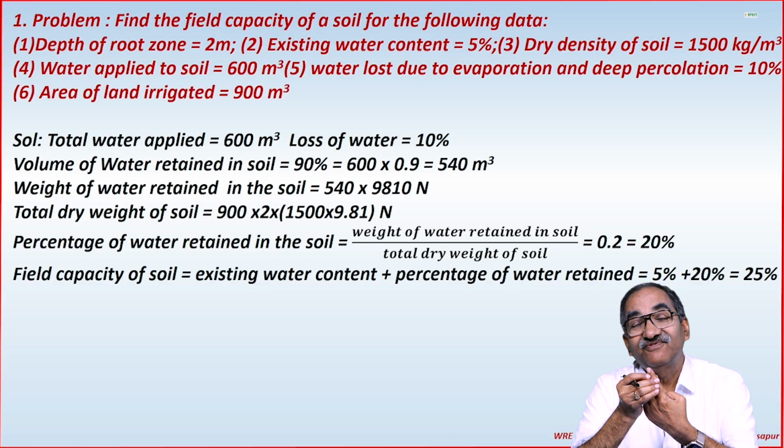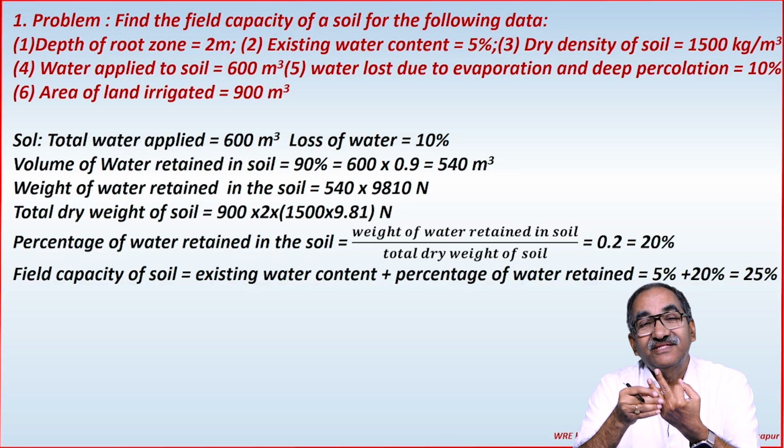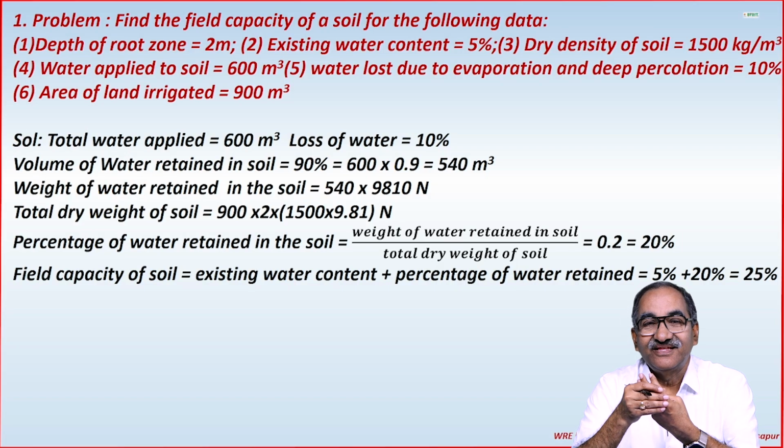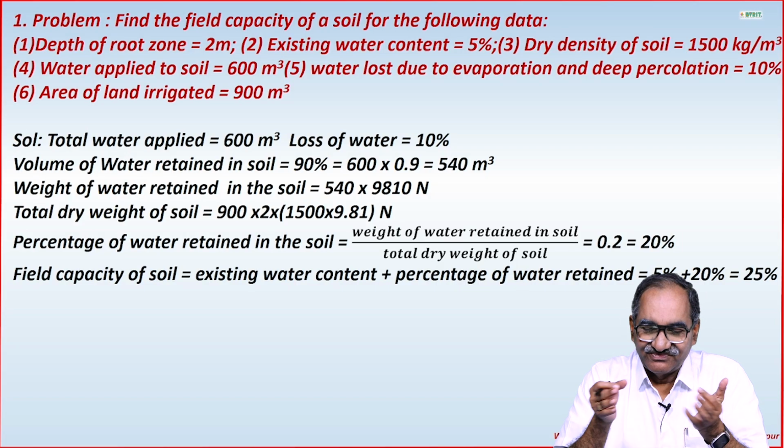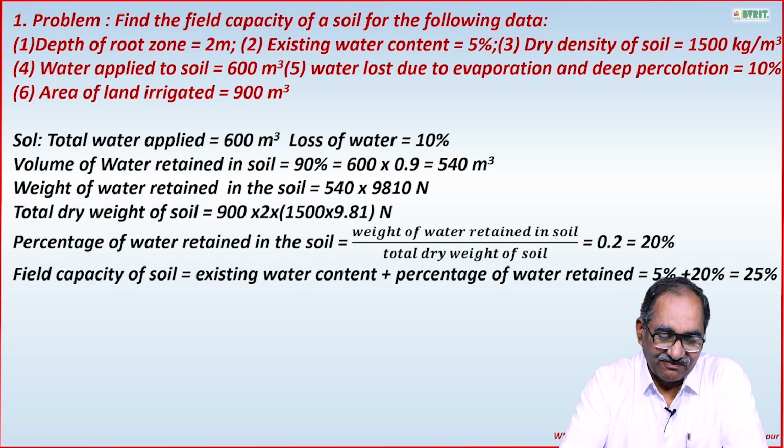So all these types of problems we will try, but all of them work around only two, three things. Number one is field capacity. Number 2 is wilting coefficient. Number 3 is depth of water in the root zone. Number 4 is the frequency of irrigation. So these are the 4 aspects which you should know. Let us see the first problem.